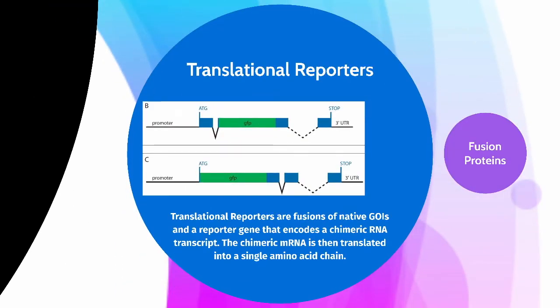The second type of reporter genes are translational reporters. Translational reporters are fusions of native genes of interest and a reporter gene that encodes a chimeric RNA transcript. The chimeric mRNA is then translated into a single amino acid chain.